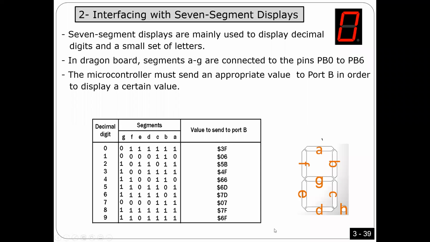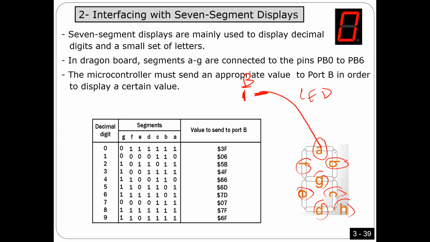So, okay, guys, that's what I'm saying. Let me make the color red first. So this is called segment A, segment B, segment C, D, E, F, G, and this is H. Remember, every segment is like an LED, okay? And every segment is connected to one pin in port B. If you put 1, you turn the segment on. If you put 0, you turn the segment off. Is that okay, guys?